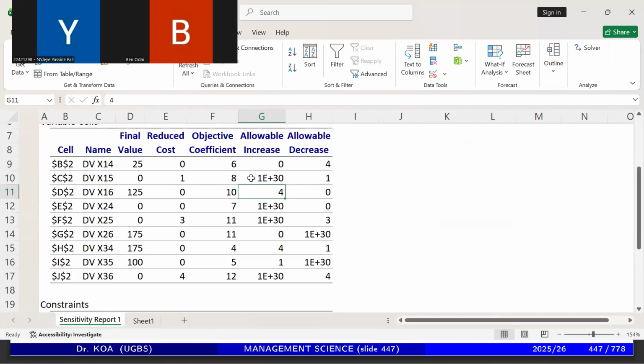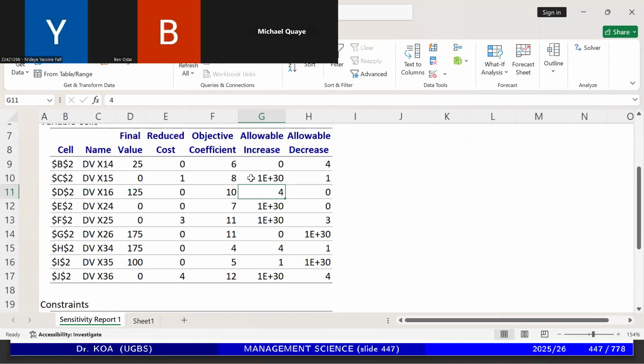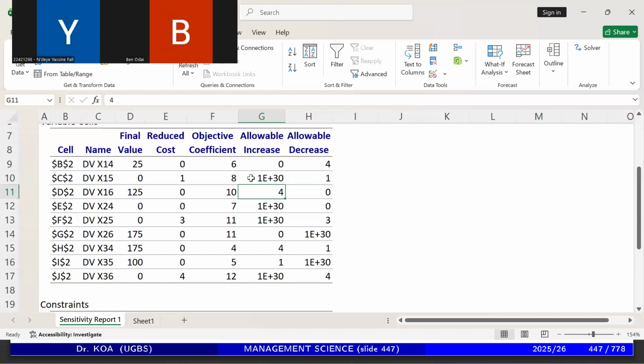The objective coefficient. What do you do? Give me an example. You multiply the final value by the objective coefficient. Show me an example. So the first one, cell, let's say B2, you multiply the 6 by the 25 plus, since the final value for the next one is 0, we can leave that one out. Then we multiply the 125 times 10 plus the next one is 175 by 11 plus 175 by 4 plus 100 by 5.